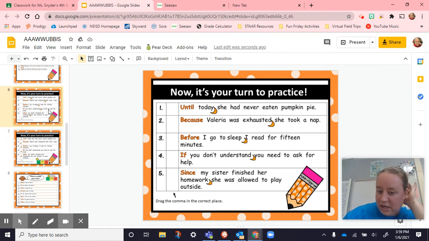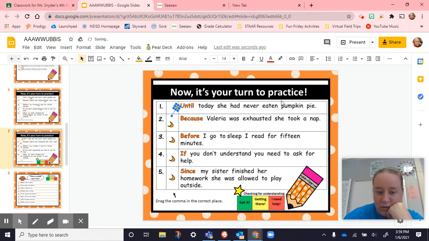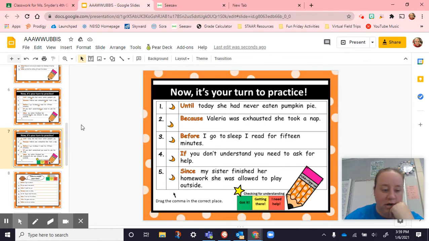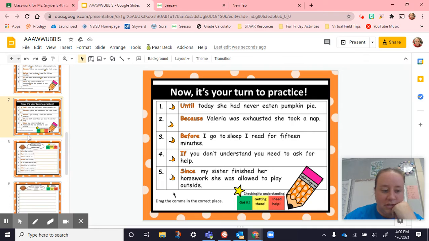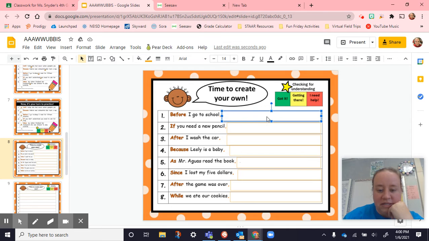and down here, we did this part where we were moving the commas where they go. You can click it and use the arrow keys on your keyboard to move them. So, until today, she had never eaten pumpkin pie. So, until today, comma, she had never eaten pumpkin pie. You're just moving those commas where they belong. We did those pages and we stopped at 8. On 8, we were writing some of our own.